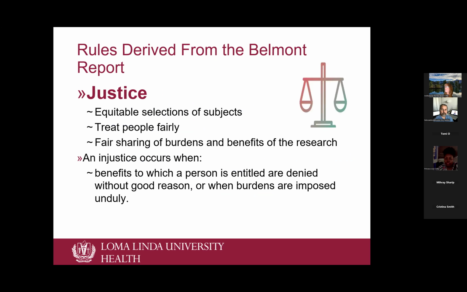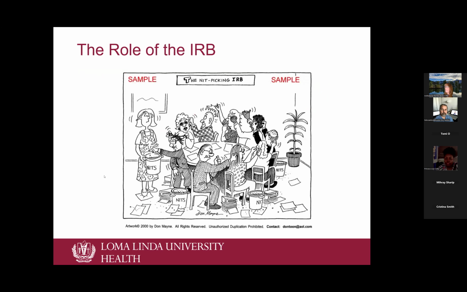Then we have justice. You want to be sure that your studies have an equitable selection of subjects and that you're treating people fairly. Whatever you're going to do for one, you're going to do for all. And then fair sharing of burdens and benefits of the research. An injustice can occur when benefits to which a person is entitled are denied without good reason, or when burdens are imposed unduly.